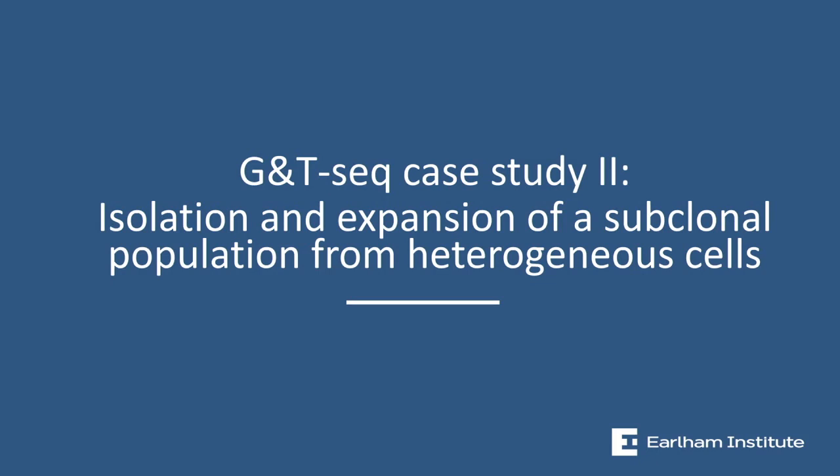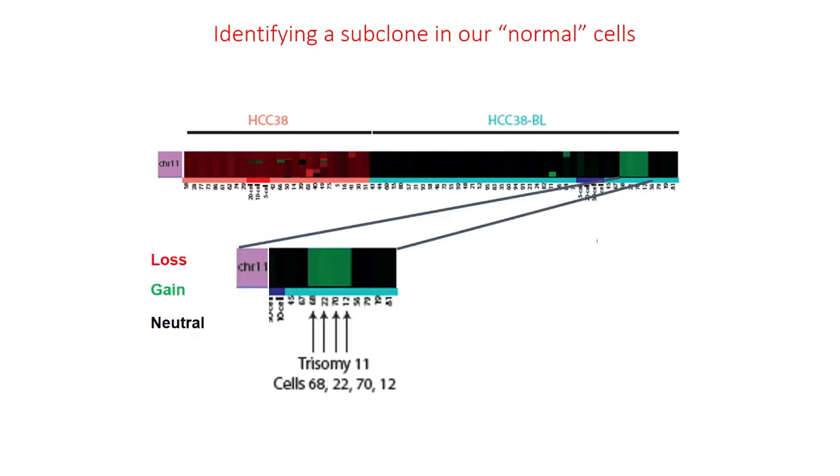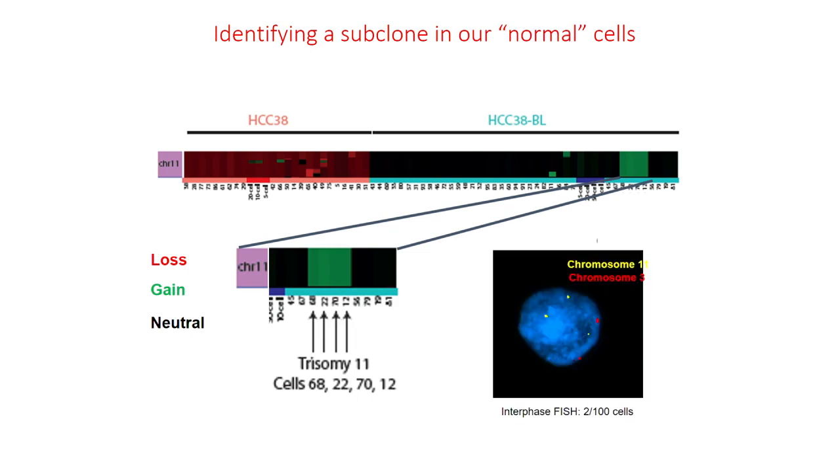So the second case study, we're back to our little trisomy 11 cells. As I mentioned in the previous slide, some of our normal cells actually had something that looked a little bit like a trisomy 11 in them. And we were wondering, is this just an error in the method or is this a real subclone? There were four cells that had this trisomy 11 in the DNA data. We did some interphase FISH, and when we did that, about 2 in 100 cells appeared to actually have a trisomy 11.